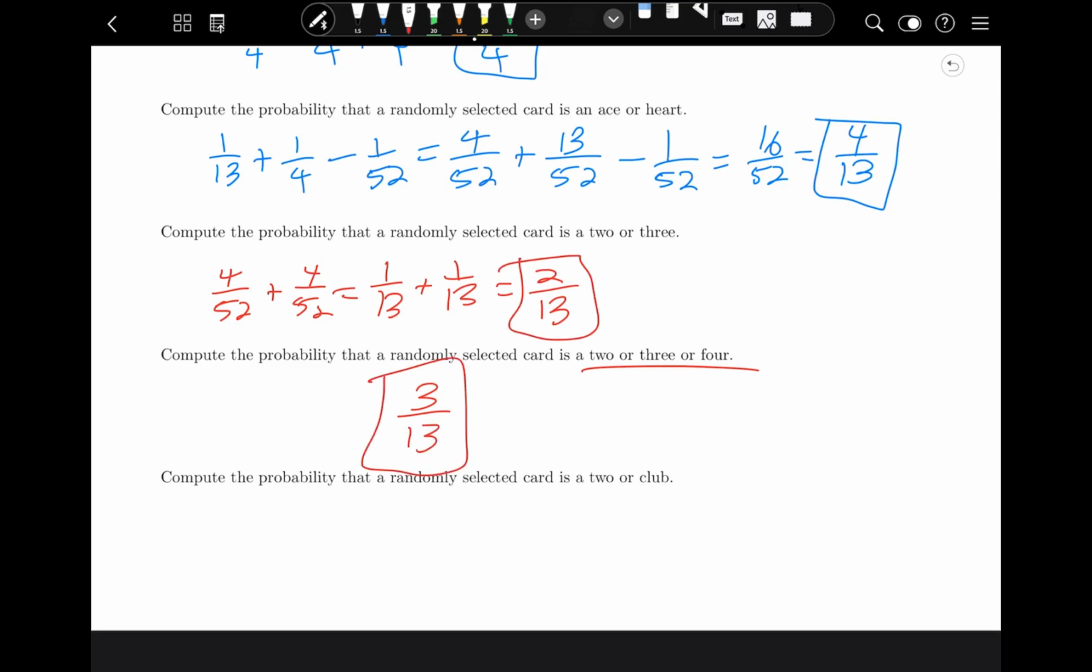And then last but not least, what is the probability that a card is a 2 or a club? Okay, so that's actually going to be almost identical to this problem we did up here because there's not really that much different in doing an ace or a heart as a 2 or a club. But the probability that a card is a 2 is 4 out of 52. The probability that a card is a club is 13 out of 52. And the probability that it's a 2 of clubs is 1 out of 52. So that's 16 out of 52, which is 4/13.